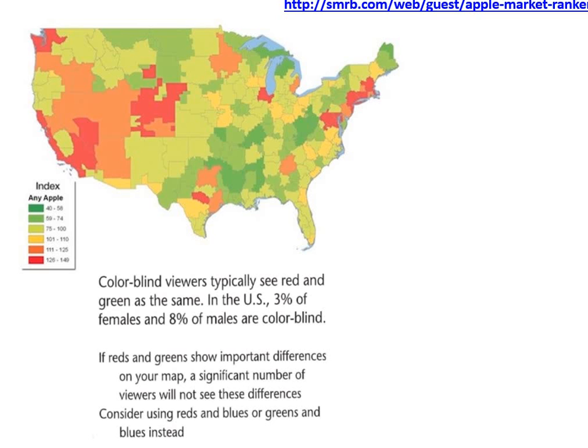The color choice, red, green: about 8% of males are colorblind in the United States, about 3% of females. If red and green are showing important differences on your map and a good percentage of your audience cannot see those differences, this is a problem. There are all sorts of colors that you can use, reds and blues or greens and blues or whatever the case may be. Red and green, although it's very popular, is actually a problem for colorblind viewers, and it's something that you should be aware of for those folks with that disability.